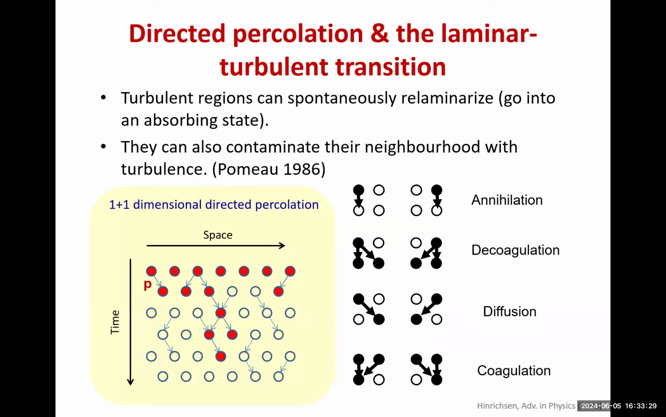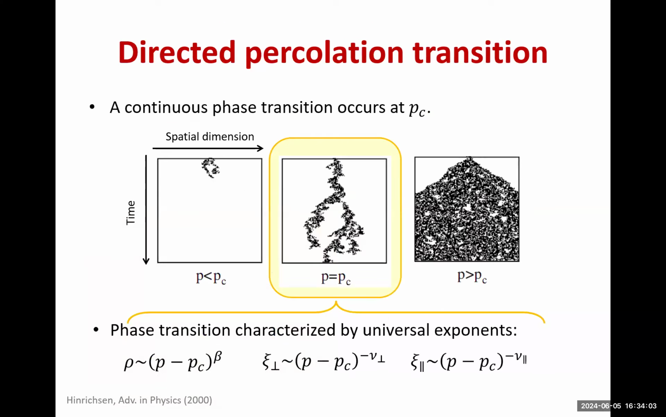If you look at all these diagrams, these trajectories, you can see that they represent these different processes. So, for example, you get annihilation. You start off over here, but then you don't get through to the other side. Or you can have decoagulation. You start off here, and you hop to this one, and you hop to this one. Or you can have diffusion, where it just hops through like this. Or you can have coagulation, where two of these go into one. So all of those four basic diagrams give you every possible picture you can have for directed percolation. Okay, so there's a phase transition. This is the coffee phase transition.